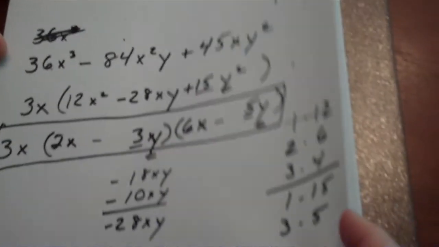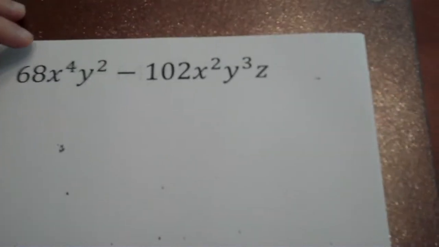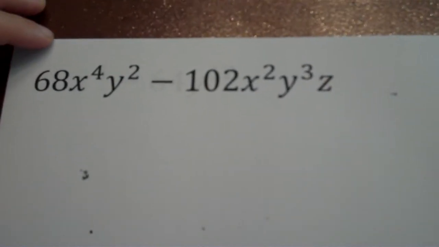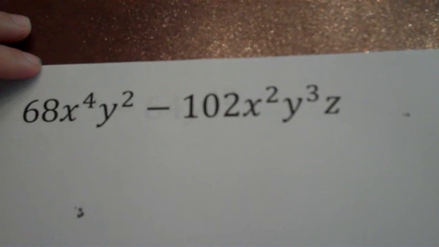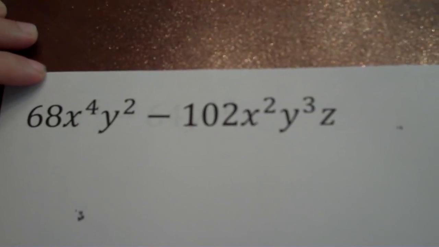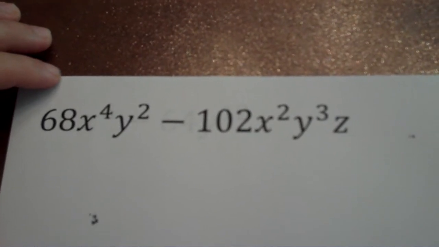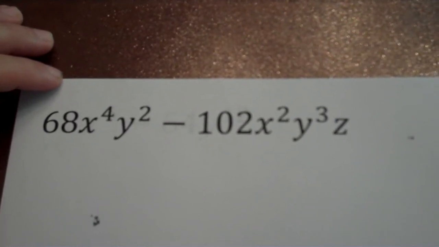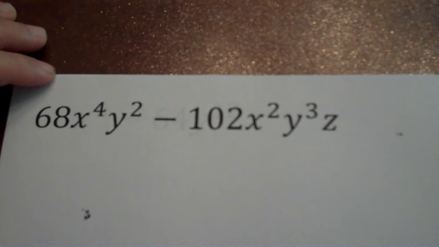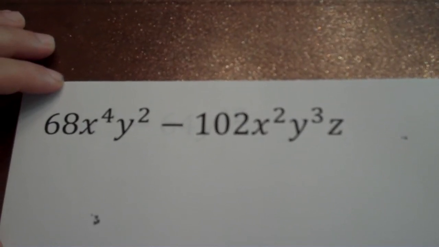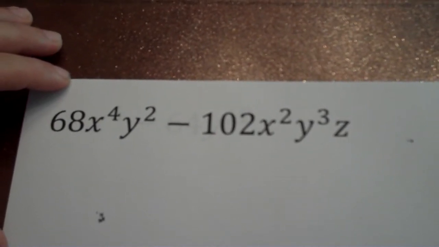Okay, let's take a look at our next one. This one's a binomial, so there's only 2 terms. If this is going to work eventually, if it's going to factor other than taking out a common term, it would have to be the difference of squares or the sum or difference of cubes. So let's take a look at this one and see what they have in common.